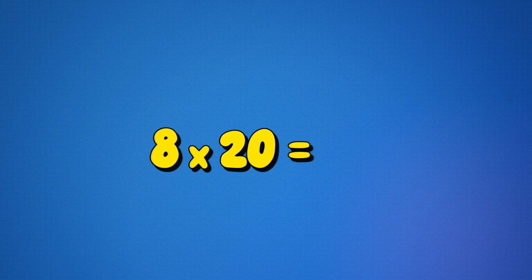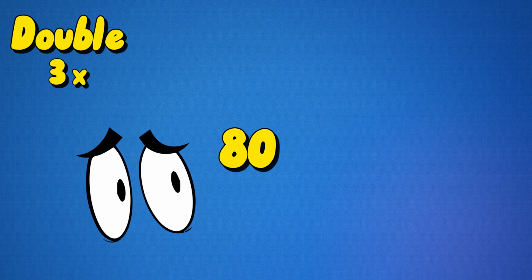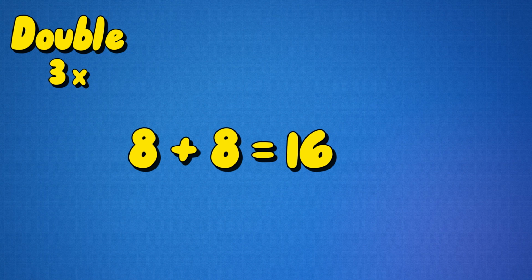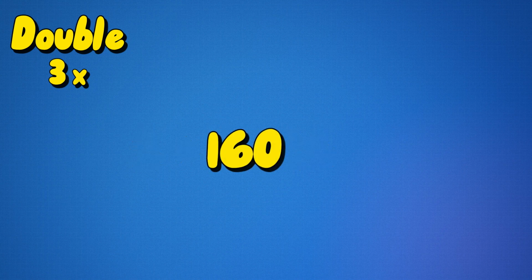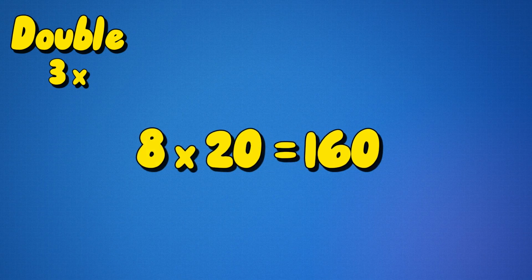Let's use it to try to figure out a bigger equation, just for fun. What is 8 times 20? Let's ignore the 8 and just focus on the 20. Now, let's double it 3 times. 20 doubled is 40. 40 doubled is 80. Now, one more time. Do you know what 80 doubled is? It might seem like a big scary number, but it isn't as bad as you might think. It's really just the same as doubling 8 and adding a 0. 8 plus 8 is 16. Add a 0 to it and you get 160. That's our answer. 8 times 20 equals 160.